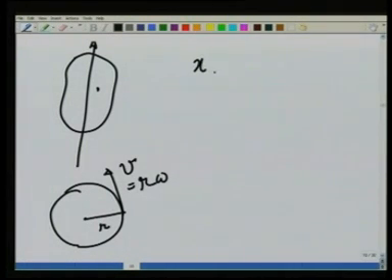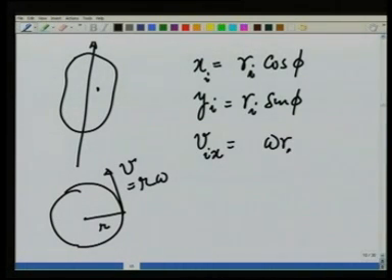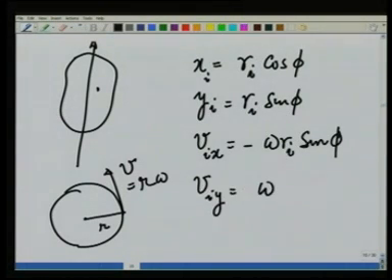The x component of the ith particle is going to be r_i cosine of phi, and the y component is going to be r_i sine of phi. The velocity is in the phi direction, and therefore, for the ith particle, the x component is going to be equal to minus omega r_i sine phi, and v_iy is going to be omega r_i cosine of phi.